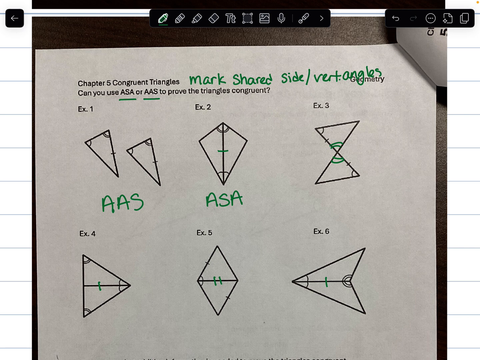Macy, what about number three? So you can kind of ignore this one for now and just look at that. What are the markings that we have here? What's this called? Angle. Is it angle, side, angle? Yeah, right? Because we have angle, side, angle on the first one, then we have angle, side, angle on the second one.